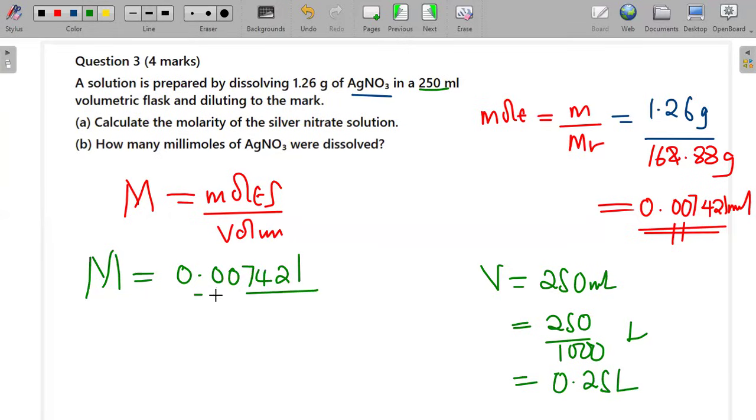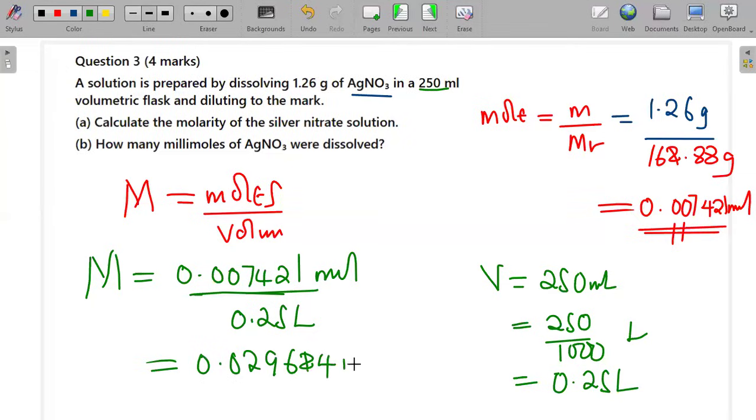So molarity is equal to the moles, 0.007421, divided by the volume, which is 0.25 liters. Okay, so when I divide this, what do I get? I'm getting 0.029684. This will be moles per liter. Okay, so that is the molarity of the silver nitrate. If you have any question, please feel free to ask. Otherwise, we'll go to B.